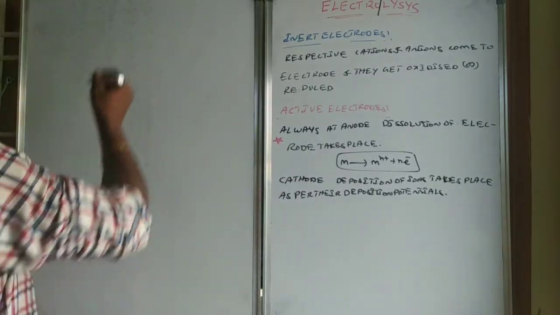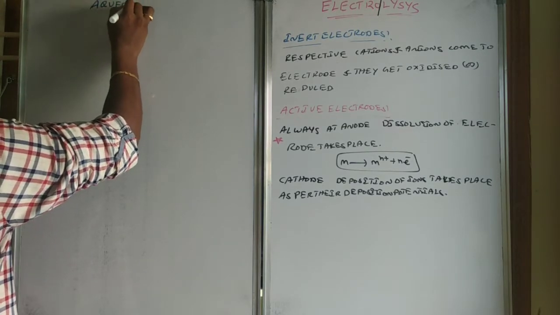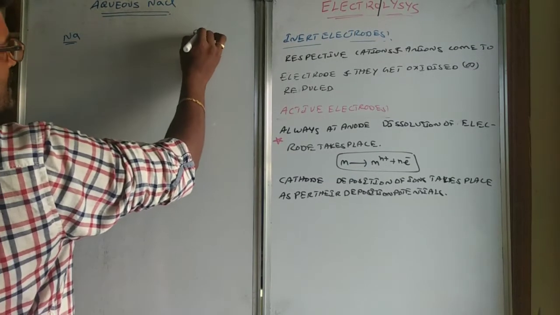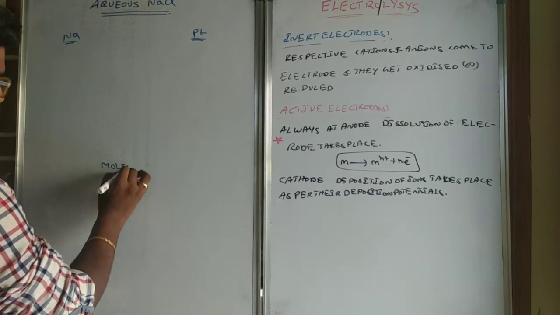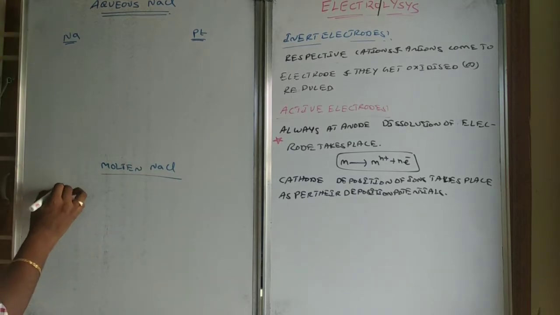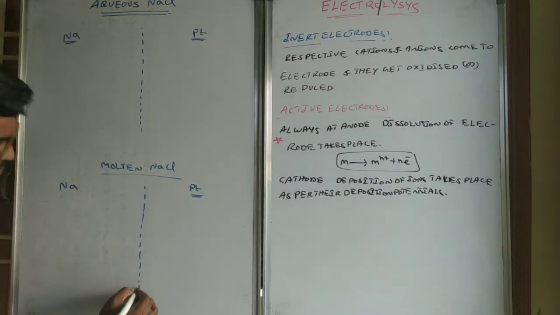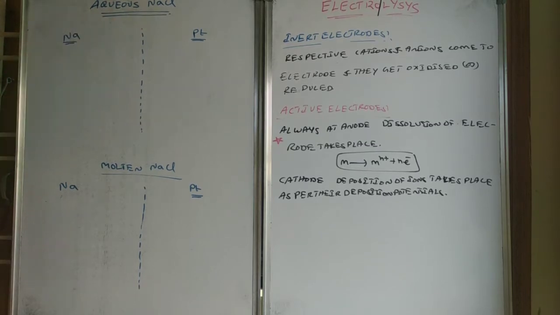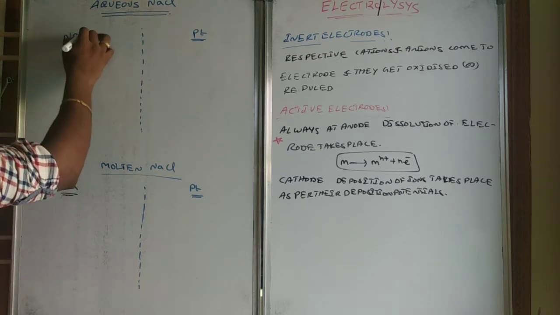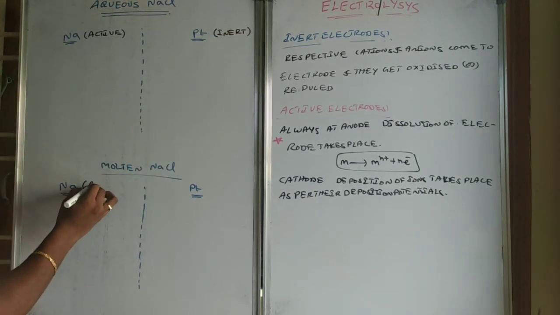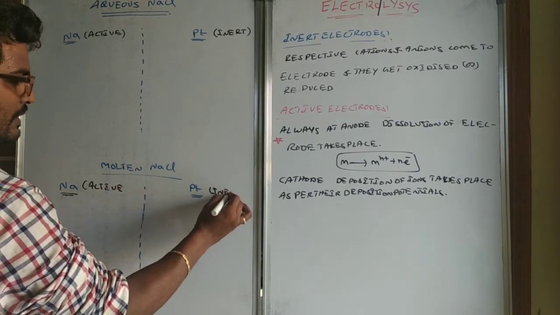Let me tell you one example. Let us take aqueous NaCl electrolyzed by using sodium electrodes and then platinum electrodes. Molten NaCl is electrolyzed by using sodium electrodes and then platinum electrodes. What are the different reactions taking place in them? So, see here, sodium is used, means it is an active electrode. Platinum is used, means it is an inert electrode.